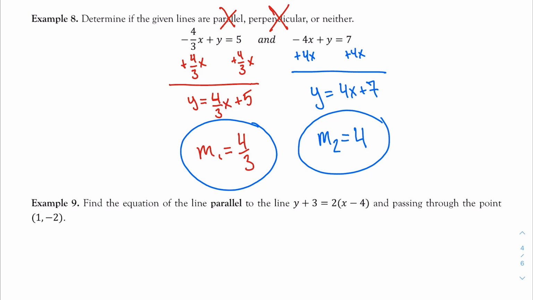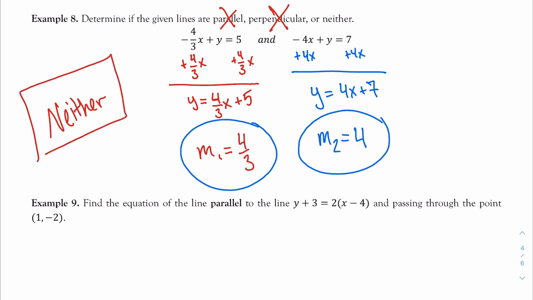So I'm not parallel, I'm not perpendicular, I must be neither as my final answer. Neither parallel nor perpendicular. So if I give you the equation of any two lines, you should be able to tell me if it's parallel, perpendicular, or neither. This is what I want from example 8.